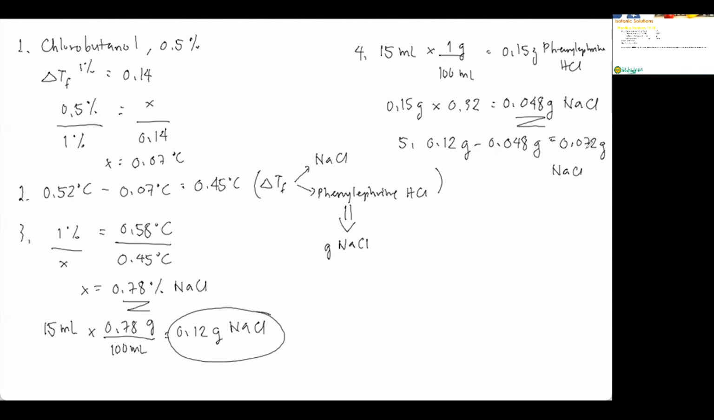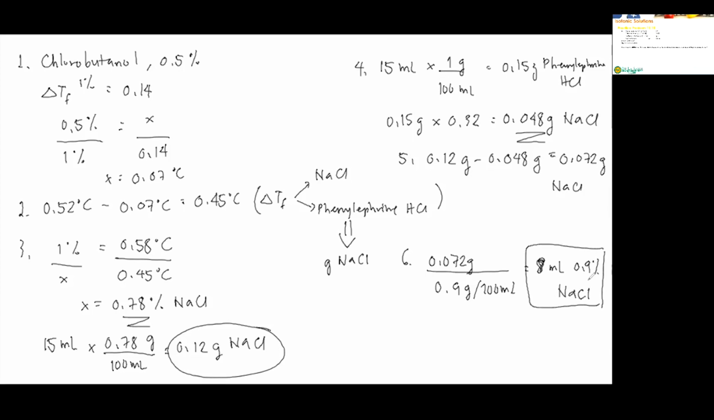Now we are not yet done because we are asked to determine how many milliliters of 0.9% solution of sodium chloride needs to be used in compounding the preparation. So that will be our step number 6. So what we will do is we will simply divide 0.072 gram by 0.9 gram per 100 milliliters to determine the number of milliliters of 0.9% sodium chloride. And we get a value that is equal to 8 milliliters of 0.9% sodium chloride. So that's how you combine both. You combine the two methods of calculating the tonicity of the solutions, the sodium chloride equivalent, and the freezing point depression data.